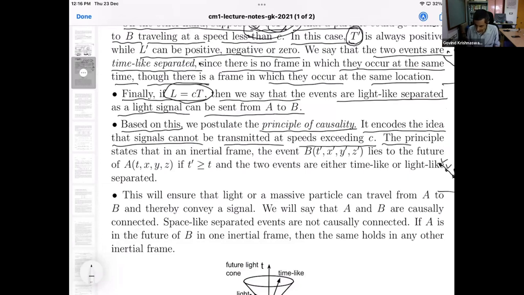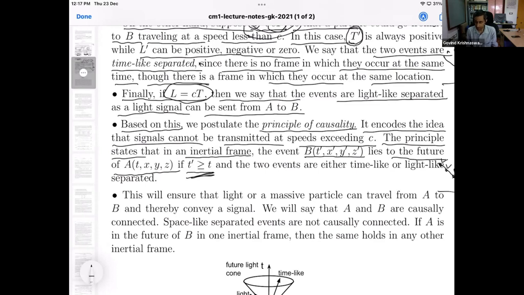So the principle states that in an inertial frame, the event B with coordinates t', x', y', z' lies to the future of event A with coordinates t, x, y, z if t' is more than t. So going back to Newtonian mechanics, remember we said that an event lies in the future of A if the time of B is more than the time of A. So that condition we will retain, but that's not enough.